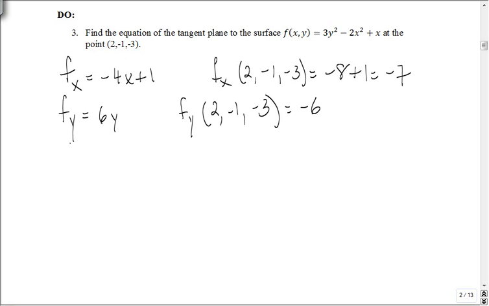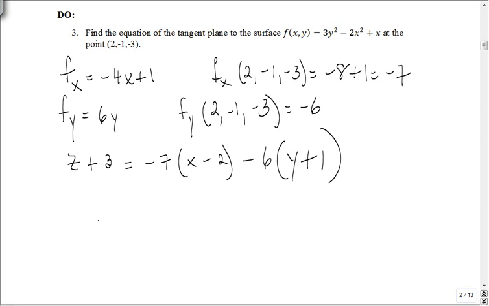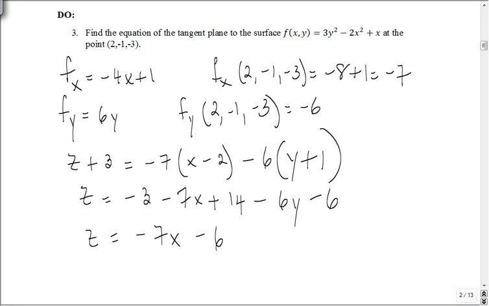We have the z value, so the equation is z minus minus 3 plus 3 equals minus 7 times x minus 2 minus 6 times y plus 1. Z equals minus 3 minus 7x plus 14 minus 6y minus 6. Z equals minus 7x minus 6y plus 5.